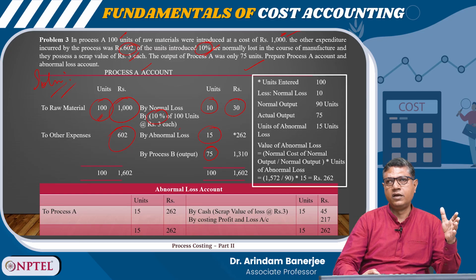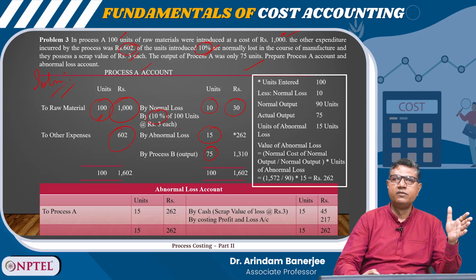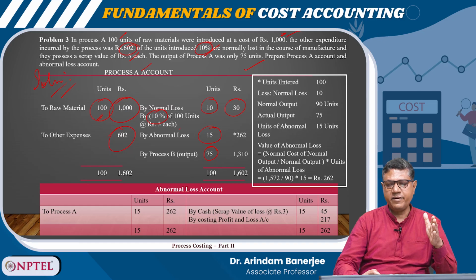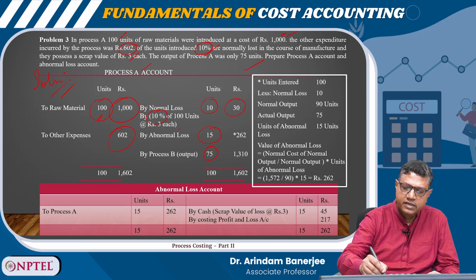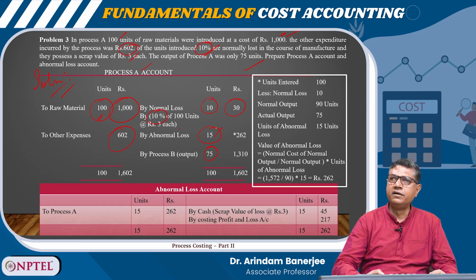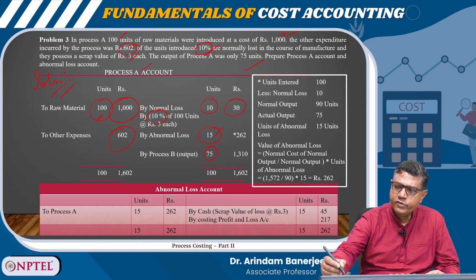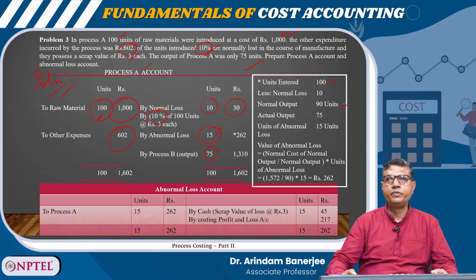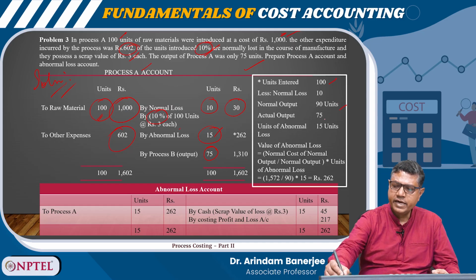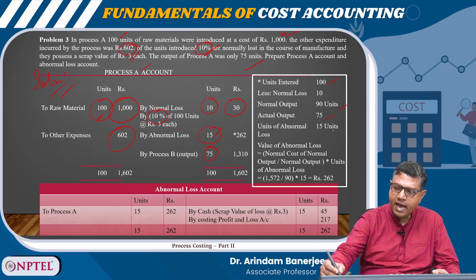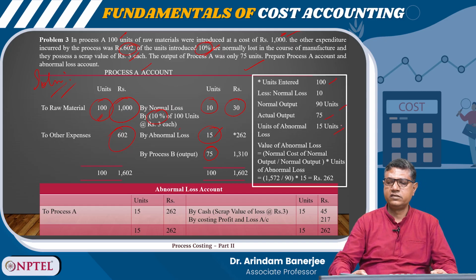If 10 is my normal loss, then the output should be 90 out of 100, but the actual output is coming at 75. So, the balance 15 is my abnormal loss, right. I can calculate the abnormal loss like this: units entered 100, less normal loss 10. So, normal output should be what? It should be 90 units, but the actual output I am getting is 75 units. So, my abnormal loss is 15 units, right.